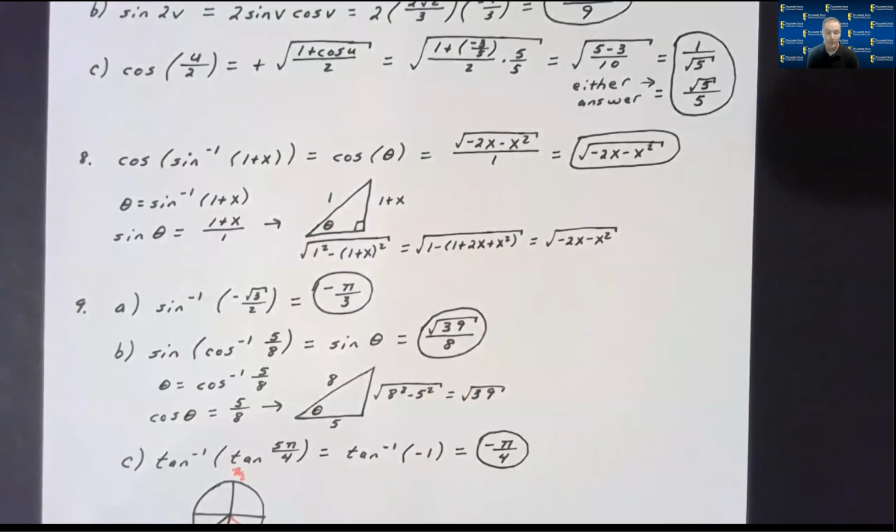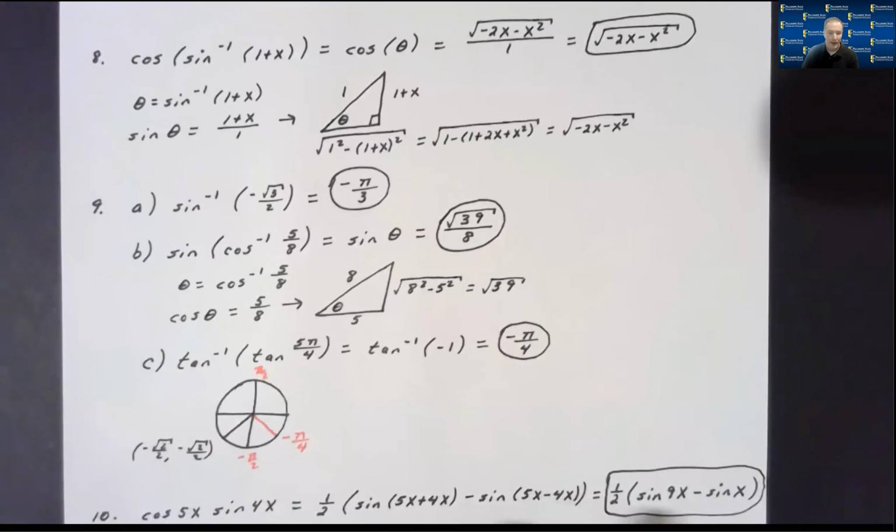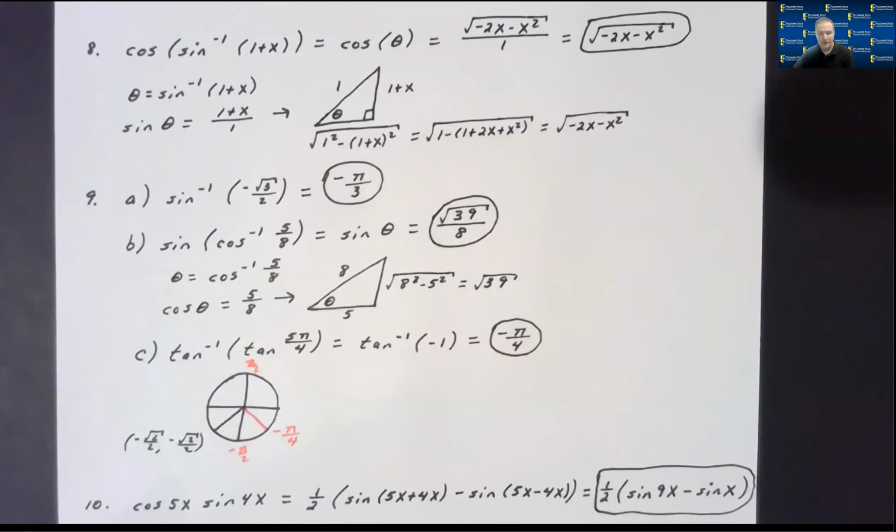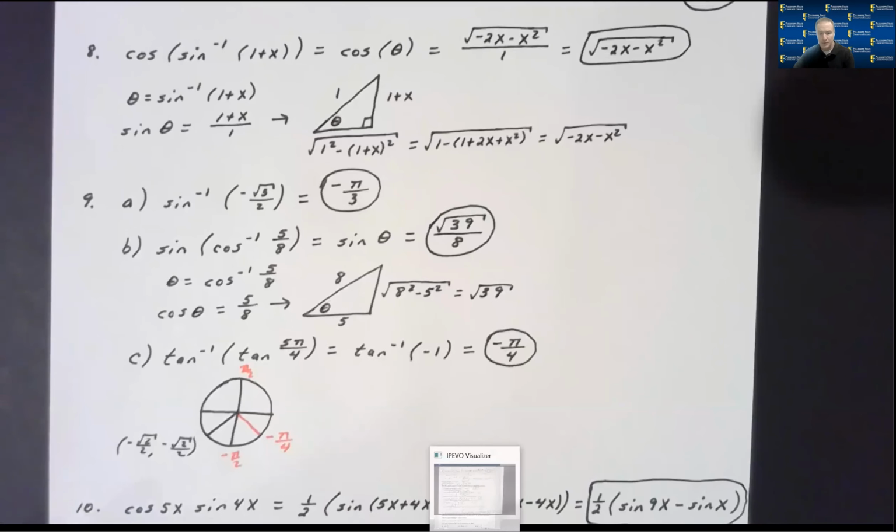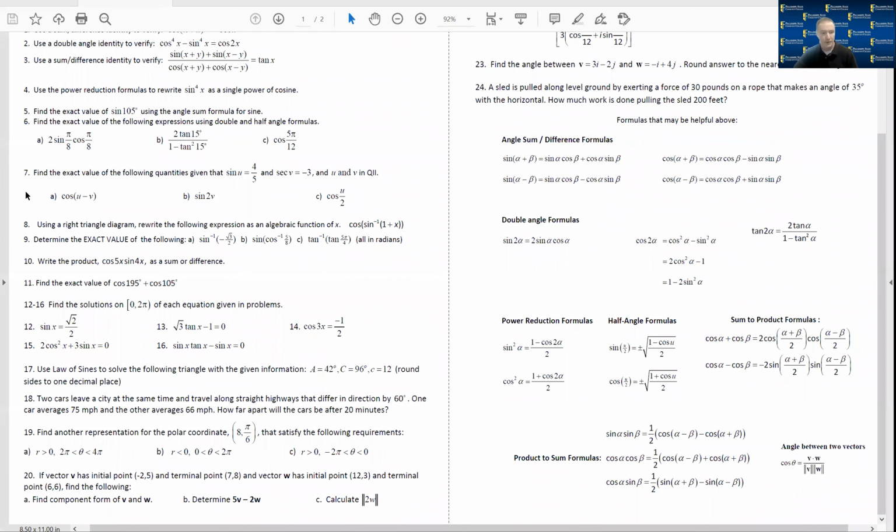Now, for number 9, it looks like 3 small problems within one. Let's see the actual way it's written on the test. It says determine the exact value again of the inverse sine of the negative square root of 3 over 2, the sine of the inverse cosine of 5/8, and then the inverse tangent of the tangent of 5 over 8. Okay, so the inverse sine of the negative square root of 3 over 2.